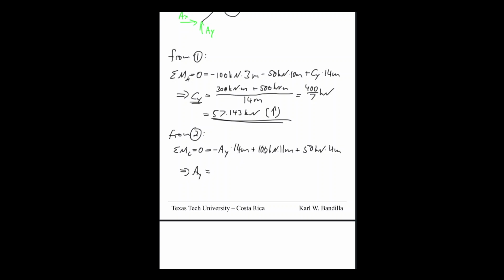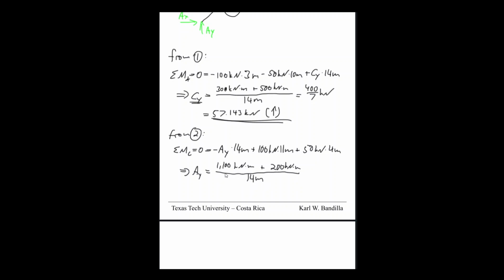That means AY was negative, so the signs all stay the same. It'd be 1,100 kilonewton meters plus 200 kilonewton meters divided by 14 meters.